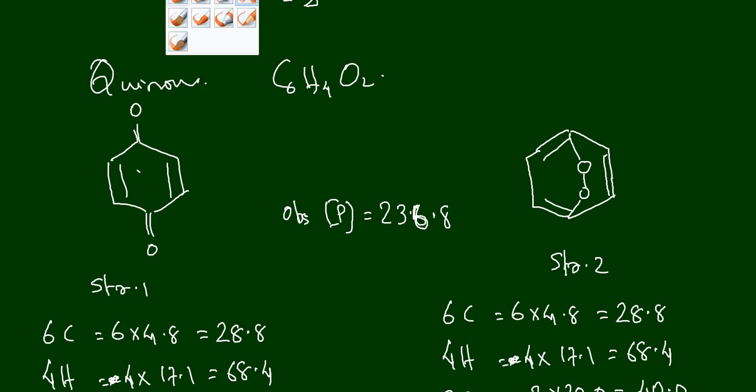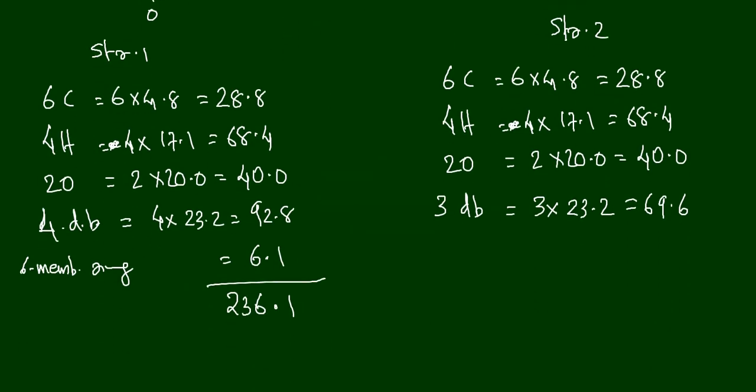So 3 6-membered rings will give their contribution. Let us write 3 6-membered rings, and 3 6-membered rings will give a contribution of 3 into 6.1, that is equal to 18.3.